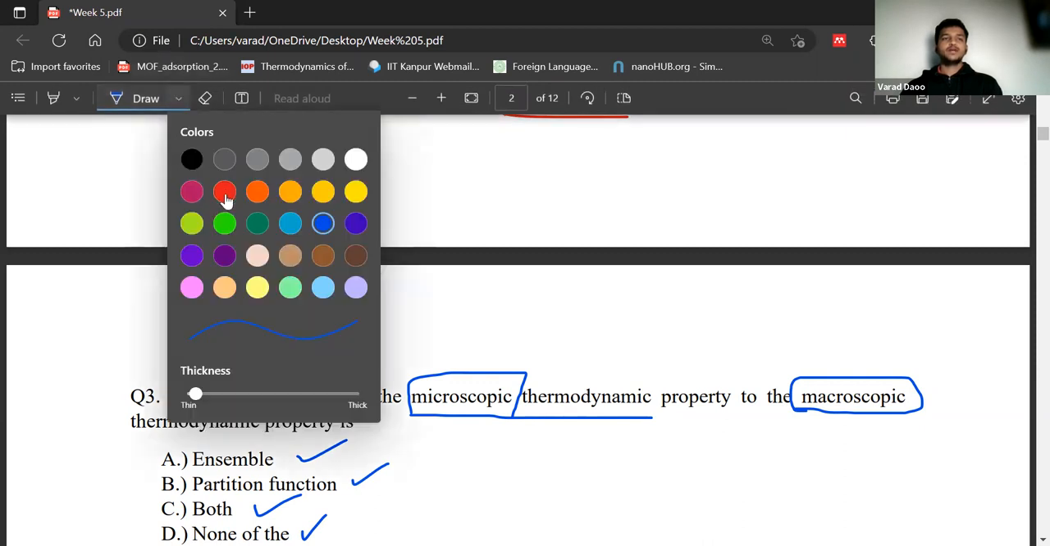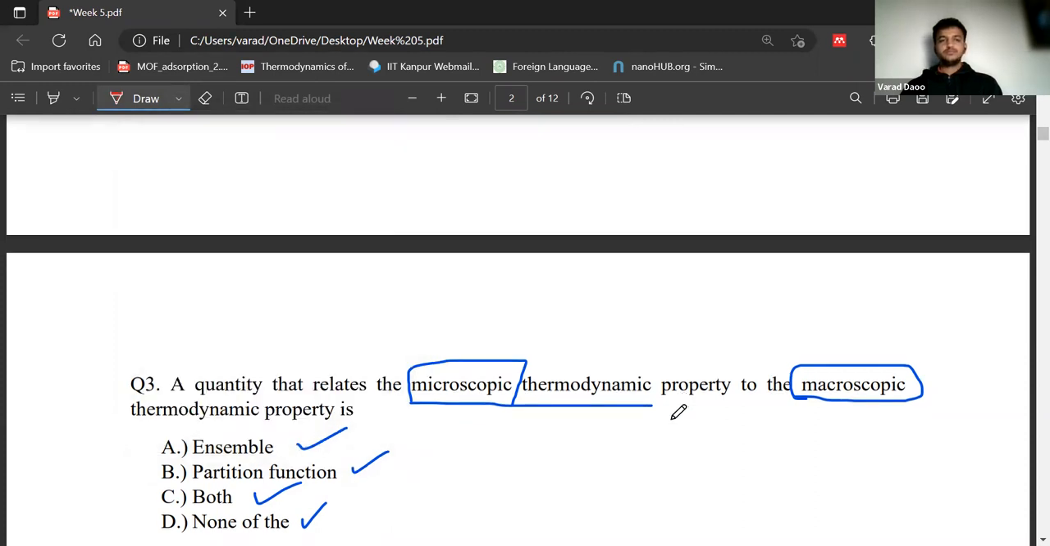Okay. So anybody would like to try? Anybody would like to give an attempt? What is the correct answer? Is it ensemble? No. Is it both? It cannot be both, obviously, right? None of the above? No. The correct answer is partition function, right?